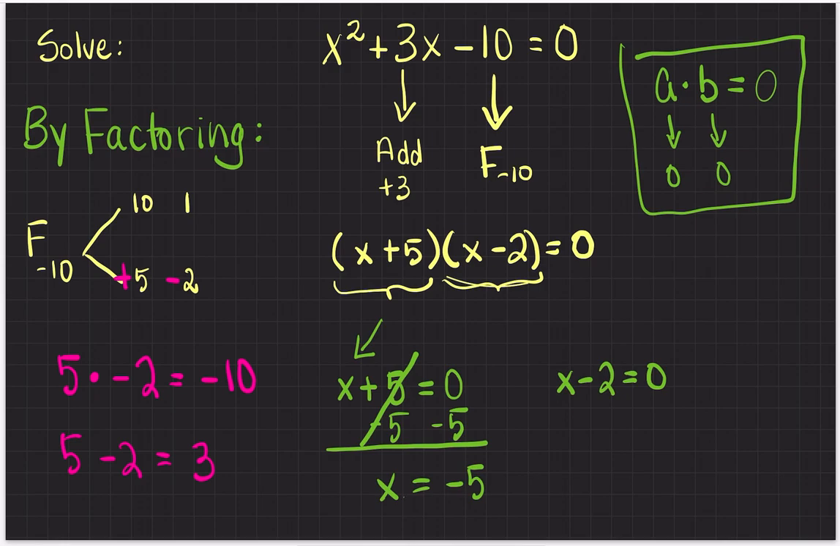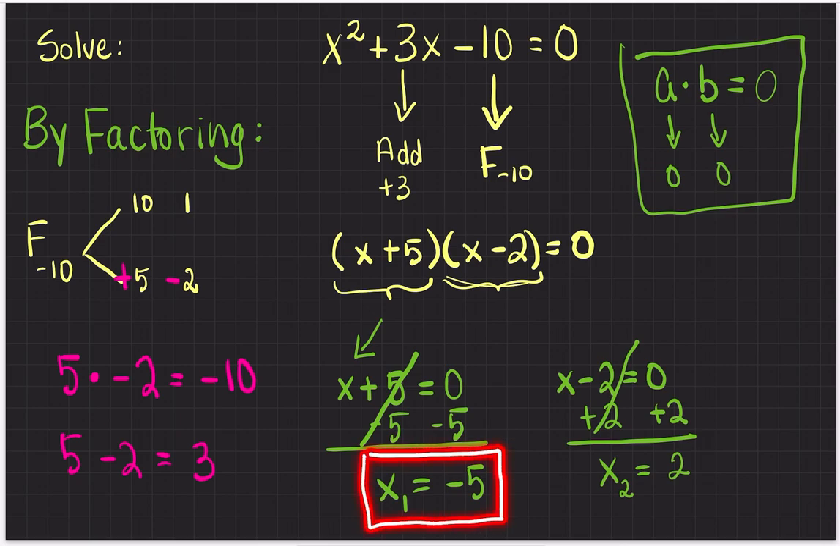I am going to call this answer x1. For the second small equation, I need to get rid of the -2. So I add 2 on both sides. That cancels the 2, and I have that x is equal to positive 2. I'm going to call this one x2. And here are my two solutions. It doesn't matter which one I call x1 or which one I call x2. These are the solutions of my equation. They're also called roots.